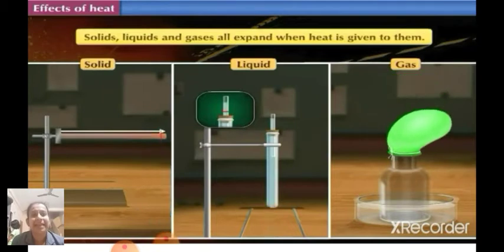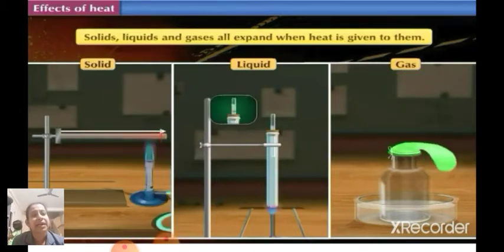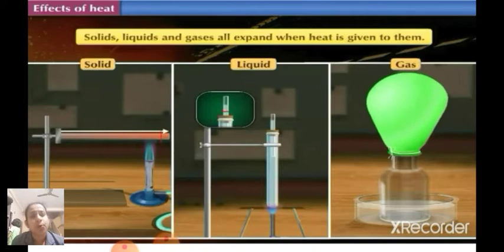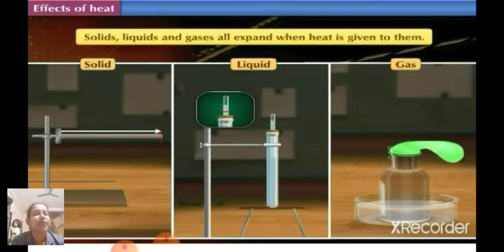Solids, liquids and gases all expand when heat is given to them. Also, when heat is taken away, you find that these substances contract. So, expansion and contraction is one of the effects of heat. When you give heat, they expand, and when the heat is taken away or the temperature of the substance is lowered, then the same substance will start contracting. So this is the first effect, that is expansion and contraction, right?